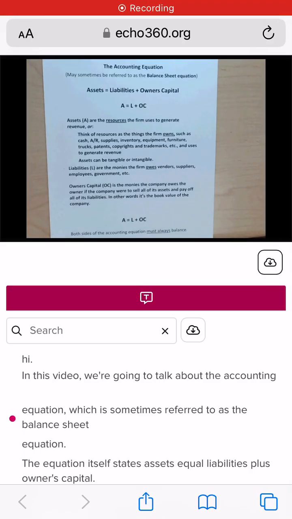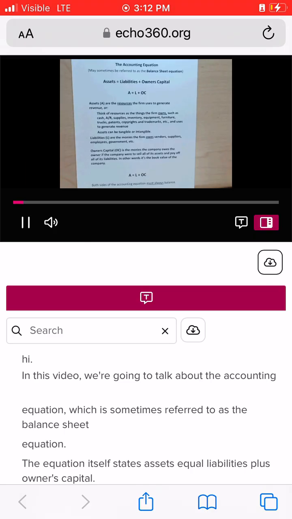which is sometimes referred to as the balance sheet equation. The equation itself states assets equal liabilities plus owner's capital. And sometimes you'll see owner's capital designated as owner's equity.